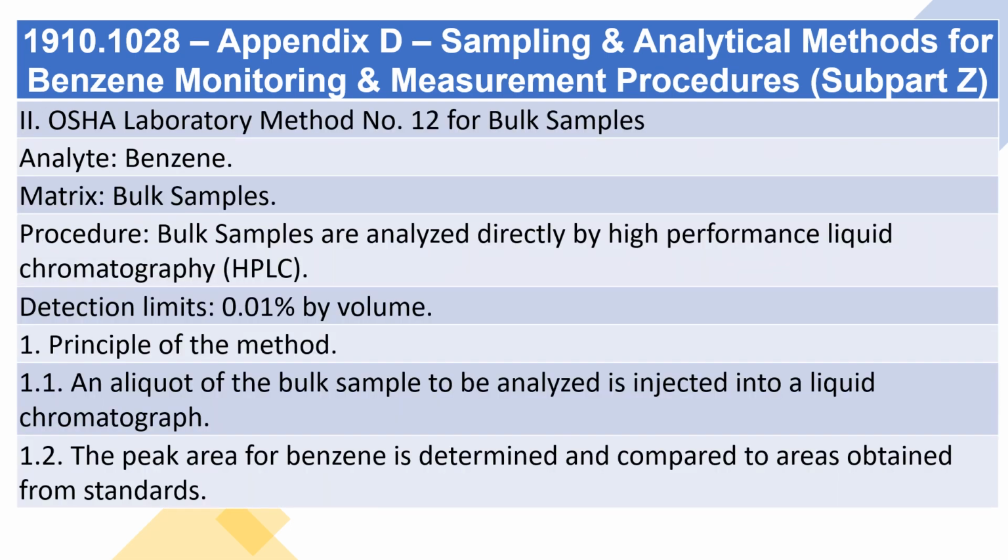2. OSHA laboratory method No. 12 for bulk samples. Analyte: benzene. Matrix: bulk samples. Procedure: bulk samples are analyzed directly by high-performance liquid chromatography, HPLC. Detection limit: 0.01% by volume. 1. Principle of the method. 1.1 An aliquot of the bulk sample to be analyzed is injected into a liquid chromatograph. 1.2 The peak area for benzene is determined and compared to areas obtained from standards.